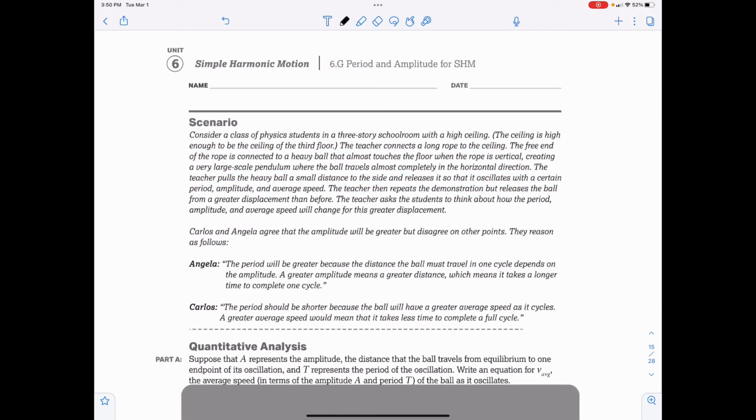AP Physics 1, Unit 6, Simple Harmonic Motion. Activity G, period and amplitude for simple harmonic motion. Please remember to pause or rewind the video as necessary. Let's begin.